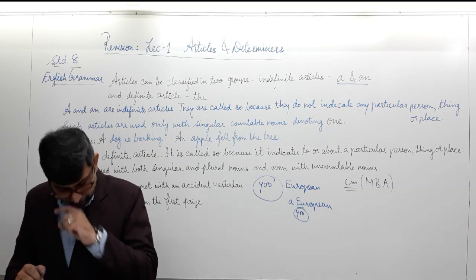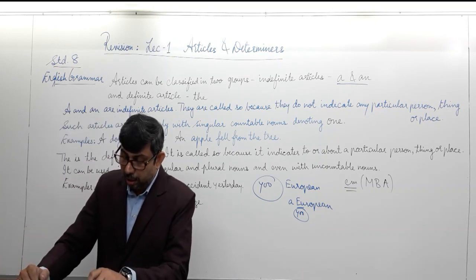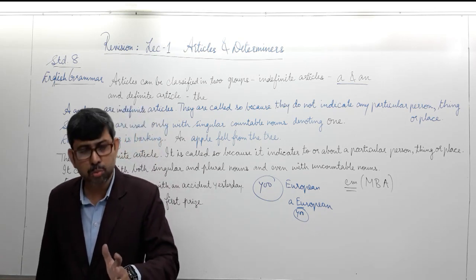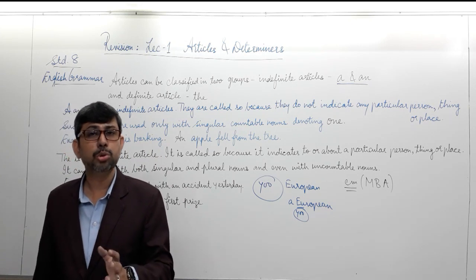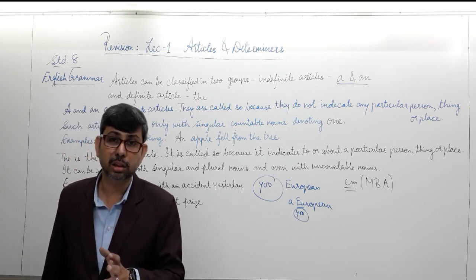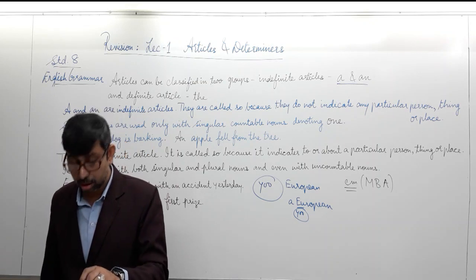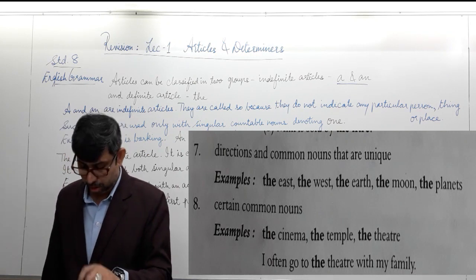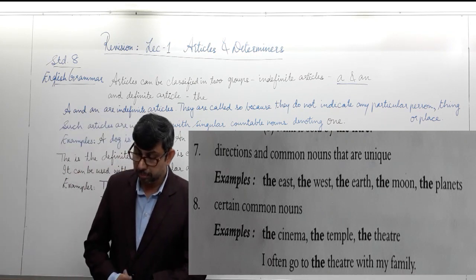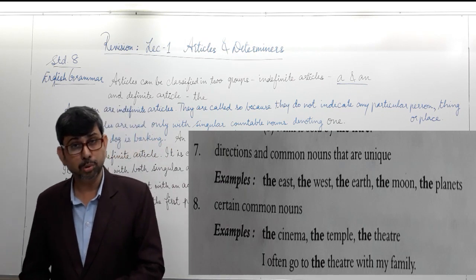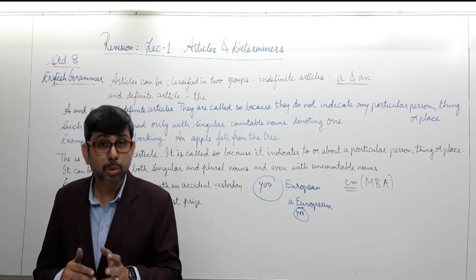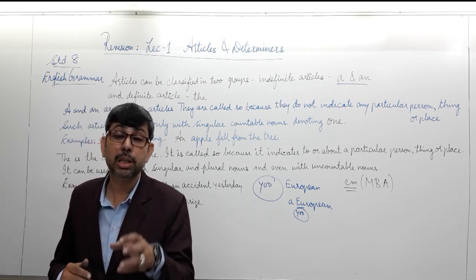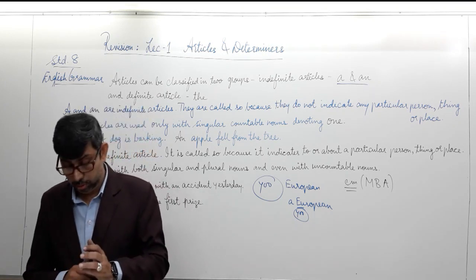The next use of the article the, the eighth usage, is certain common nouns. Yes, certain common nouns where we without fail use the article the. Certain common nouns like the word cinema, the word temple, the word theatre. The cinema, the temple and the theatre. No doubt they are singular, they are countable, but they are common and without fail we use the article the with them. The cinema.